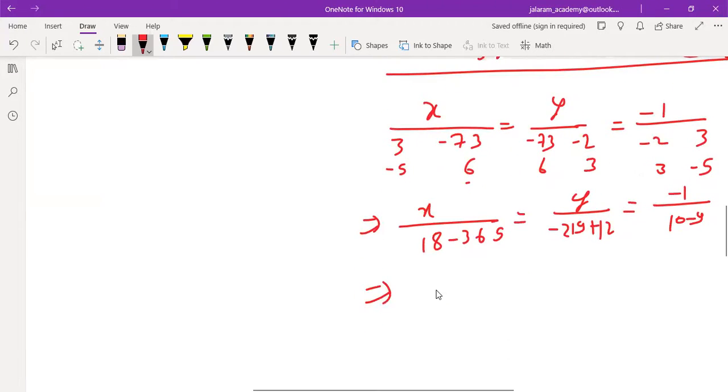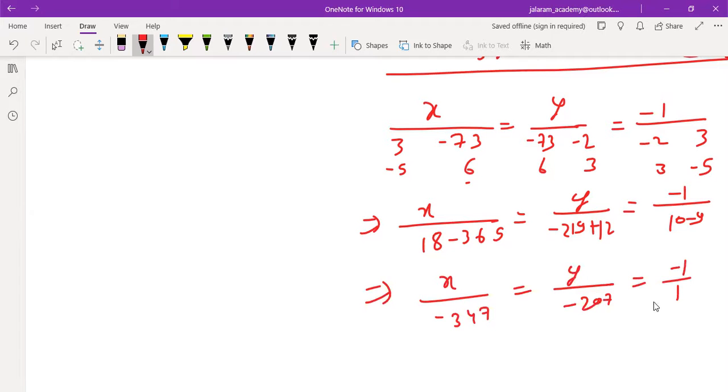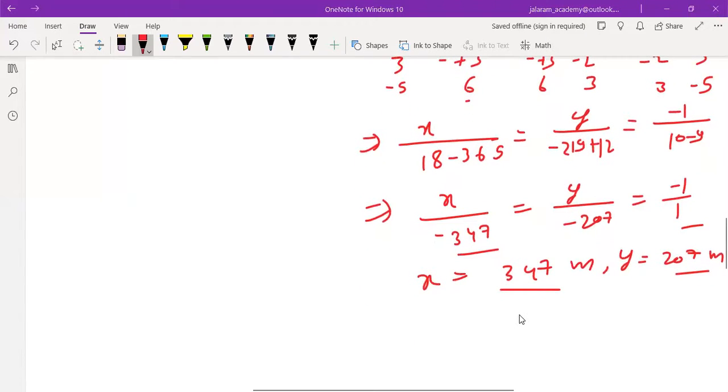So very easy. X upon 18 minus 365, so it is minus 347. Equals y upon minus 207, equals minus 1 by 1. So x equals, comparing first and third, 347 meters. Y equals 207 meters at the same time. So the original length is x equals 347 and the original breadth is 207 meters.